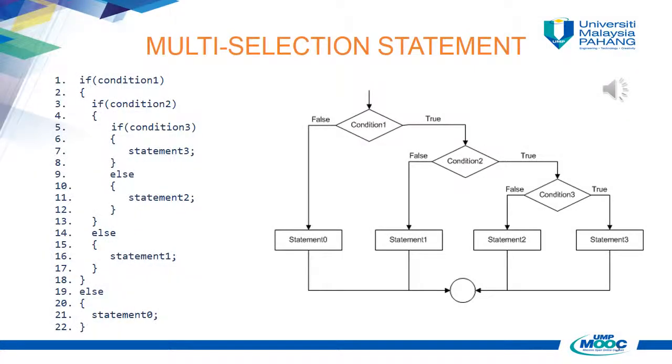This is what the program code looks like for the nested if-else. Referring to the code, we could summarize that: 1. Statement 3 will only execute if condition 1, condition 2 and condition 3 are true. 2. Statement 2 will only execute if condition 1 and condition 2 are true and condition 3 is false. 3. Statement 1 will only execute if condition 1 is true and condition 2 is false. 4. Statement 0 will only execute if condition 1 is false.